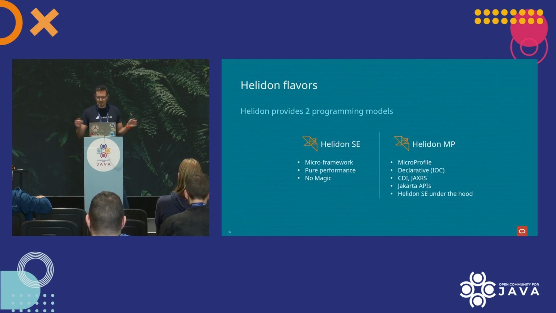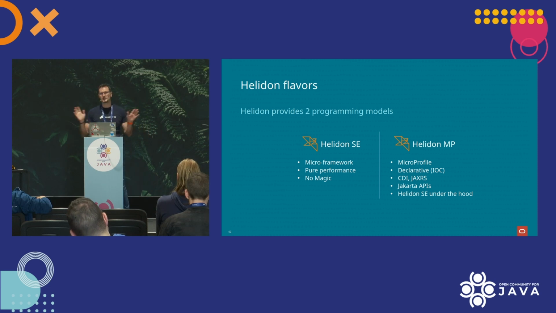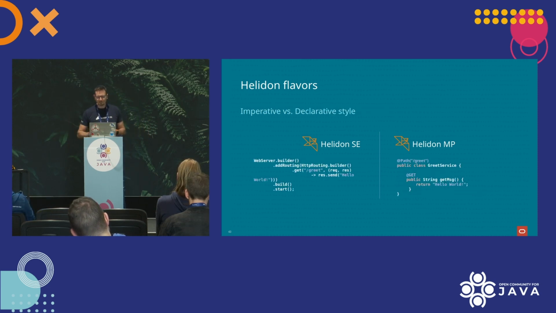We have two flavors: Helidon SE and Helidon MP. Helidon SE is a micro framework. There is no magic, no injection. It's pure performance with builders and lambdas. You have to wire everything yourself, but you can play with the switches. Some people like that more. With Helidon MP, you get an annotation-driven runtime. It implements MicroProfile. You get JAX-RS, CDI. It's very easy to use. It's more for our business users.